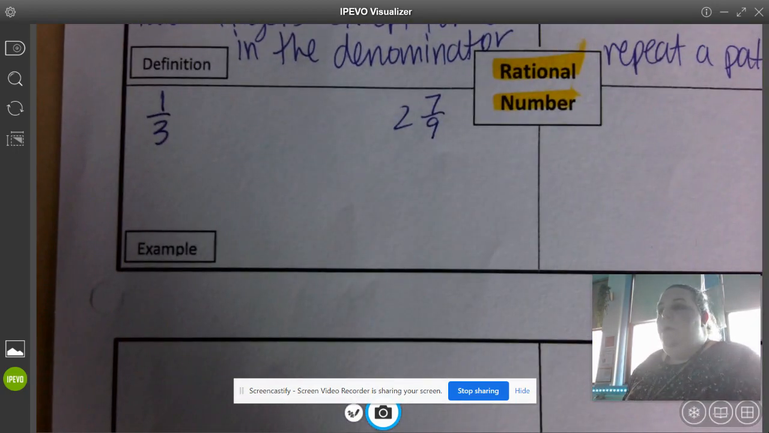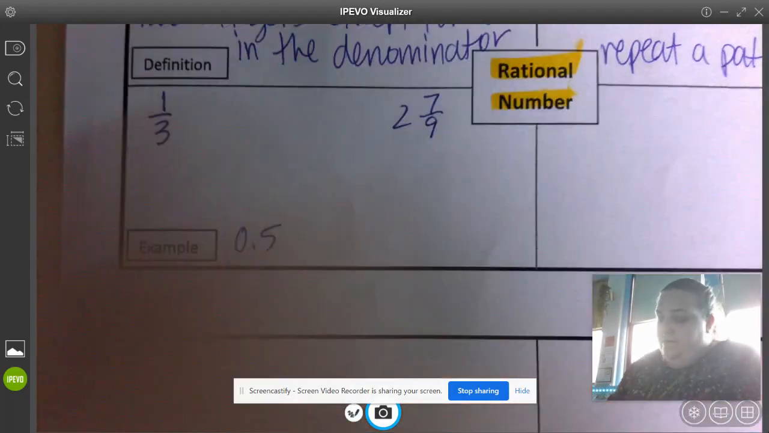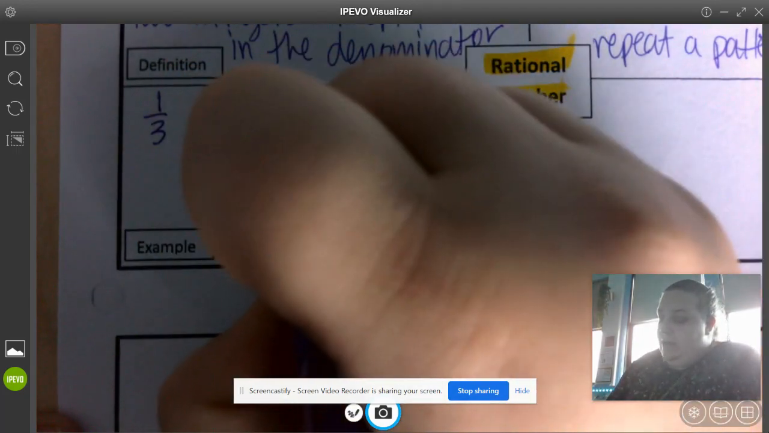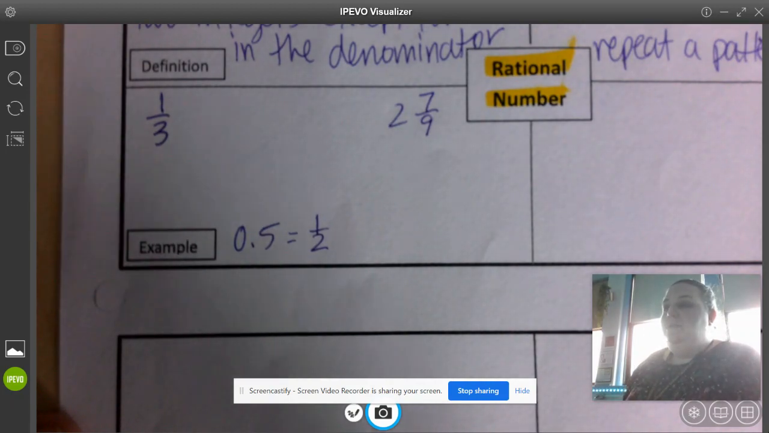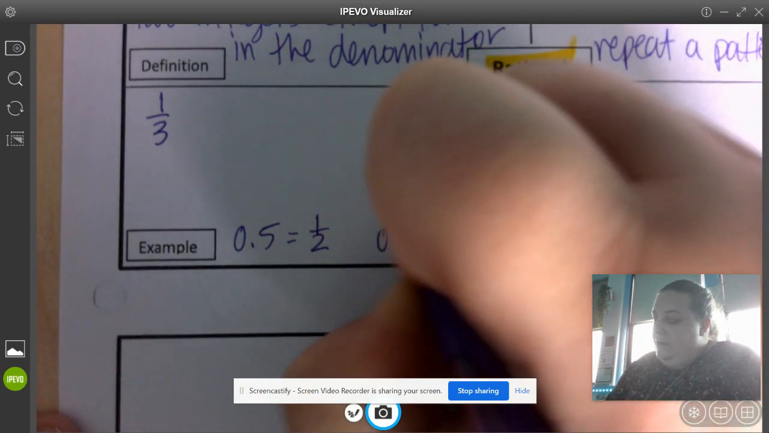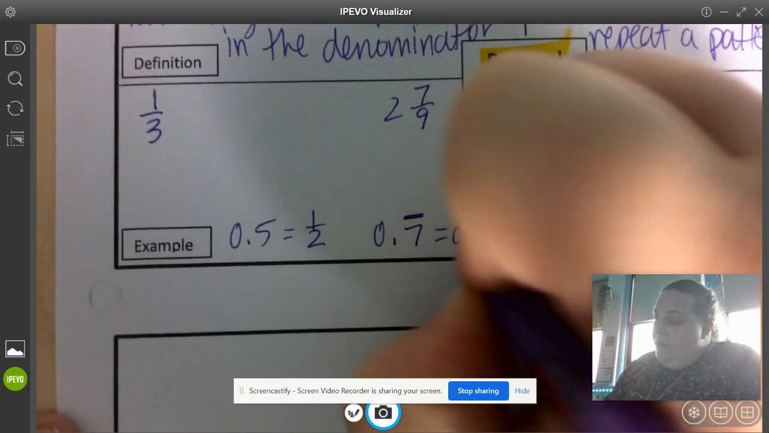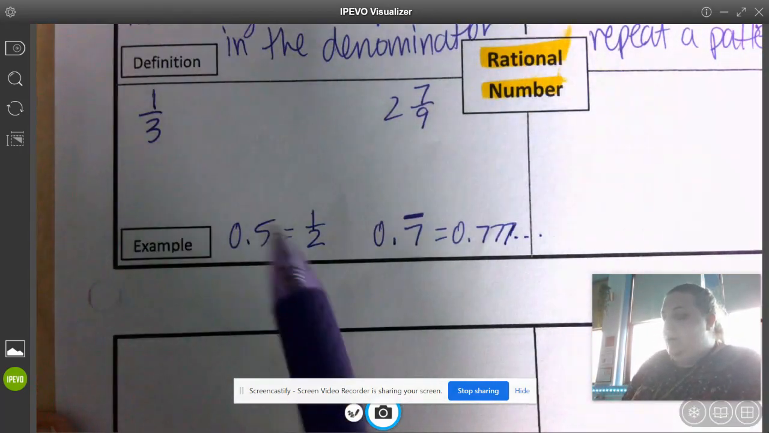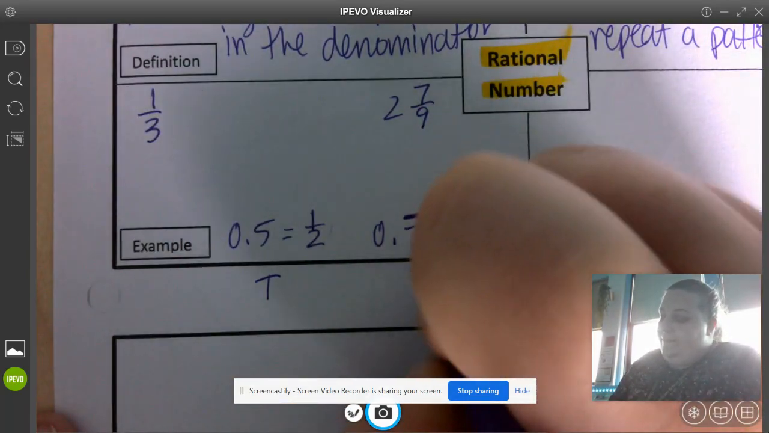Okay. We can also include decimals that terminate, for example, 0.5 that ends at the 5. This is a terminating decimal, and that can be written as 1/2. Okay. We can also have decimals that go on and on forever, such as 0.7 repeating, and we know it's repeating because it has this bar notation, or it would look like this, with some dots showing that the pattern goes on forever. So this is a terminating decimal. This is a repeating. I'm going to write T and R.